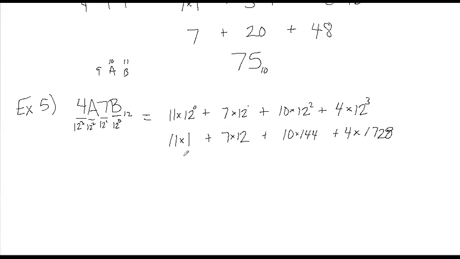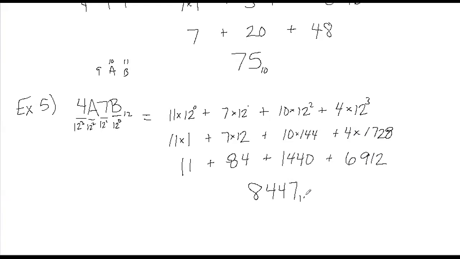All right, so then we have 11 plus 84 plus 1,440 plus 6912. Now you just add these all together. The total is 8,447, and you may want to denote that that's in base 10, and that's the same as this number in base 12.